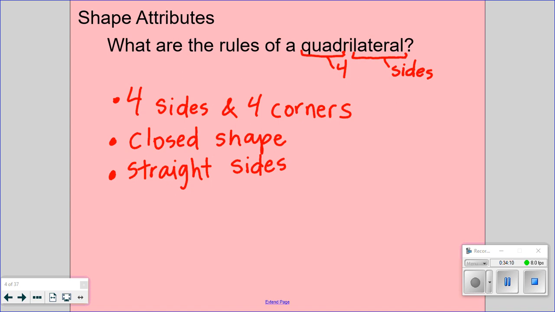Just like our triangles, could we have special quadrilaterals that have extra rules? Yeah. We had one earlier. Remember we made a quadrilateral that had equal sides? That's an extra rule. A quadrilateral doesn't have to have that, but it could.